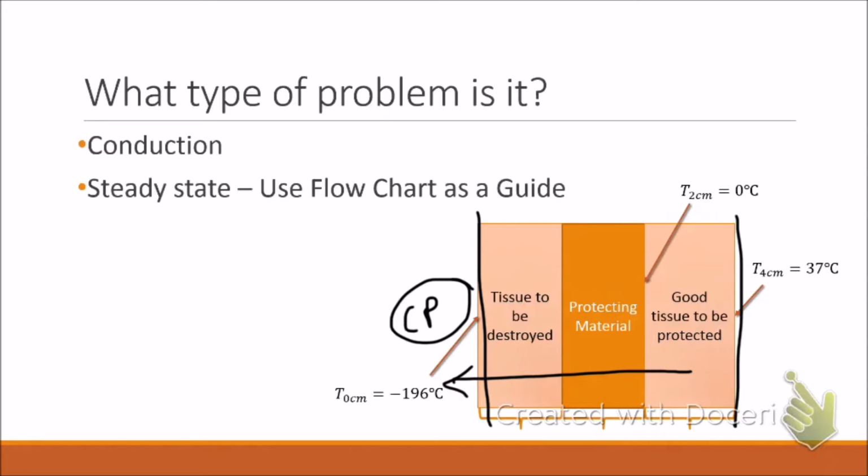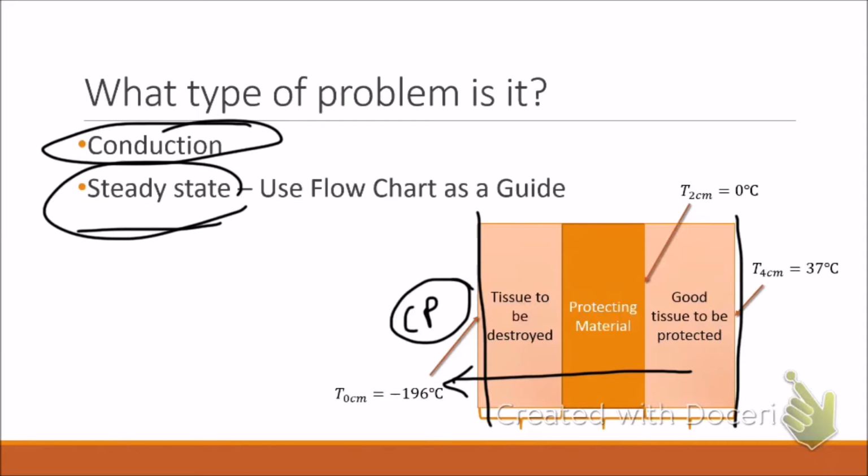We also know that there's no bulk flow through our material or through our layers. So we can conclude that this problem is simply a conduction problem or some derivative of a conduction problem. We're also told to assume a steady state. So we can use our steady state analysis to solve the rest of this problem. We will be using our steady state flowchart to help us formulate the rest of this solution.